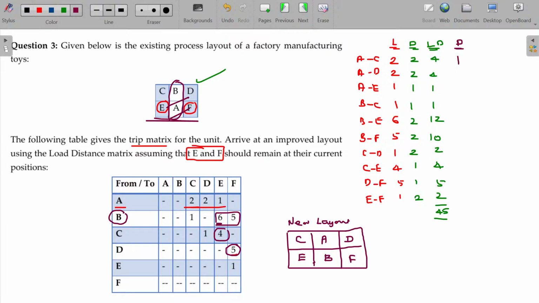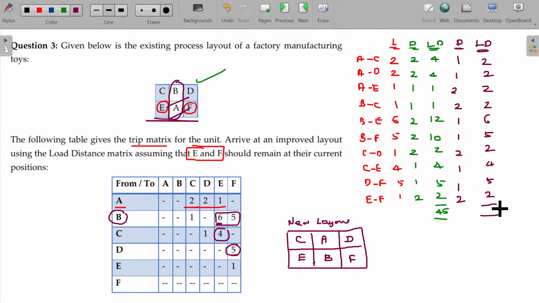A to C, 1, A to D, 1, A to E, 2, B to C, 2, B to E, 1, B to F, 1, C to D, 2, C to E, 1, D to F, 1, E to F, 2. So now the load distance as per the recommended new layout being 2 into 1, 2, 2, 2, 2, 6, 5, 2, 4, 5 and 2.